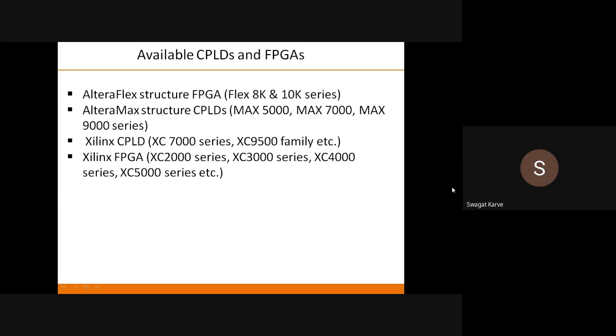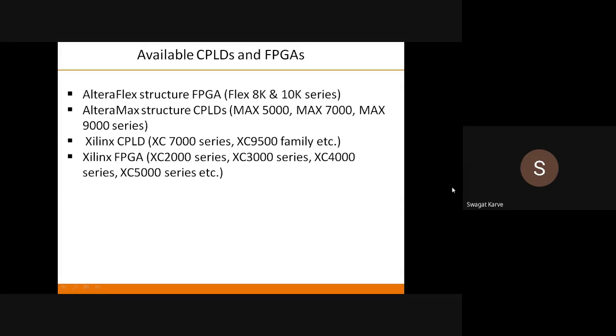Then we have discussed the ASIC, application specific integrated circuit, right? Then we have compared ASIC and our normal PLDs. So that comparison also we have studied.